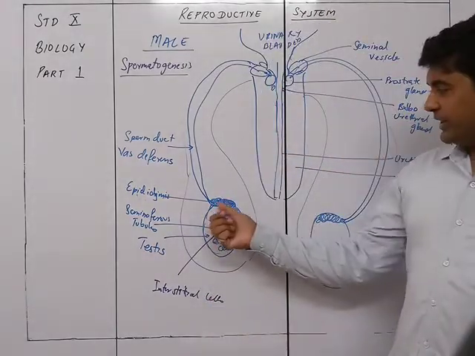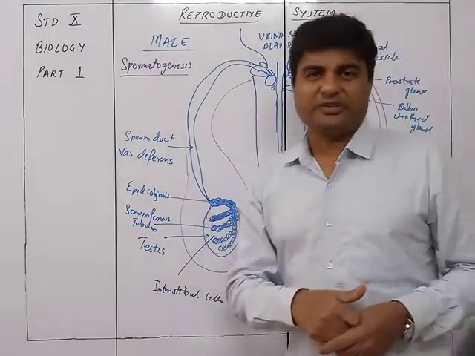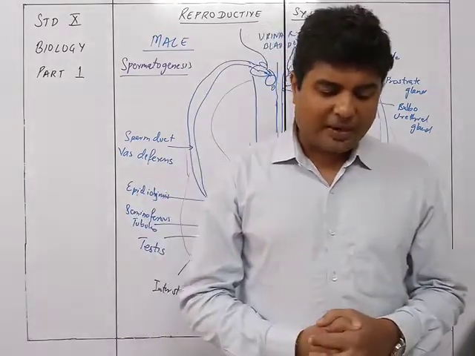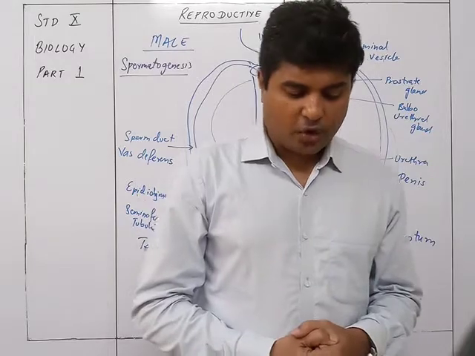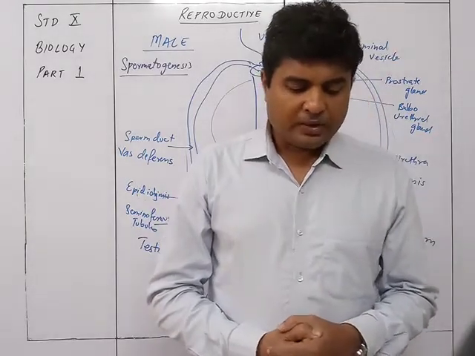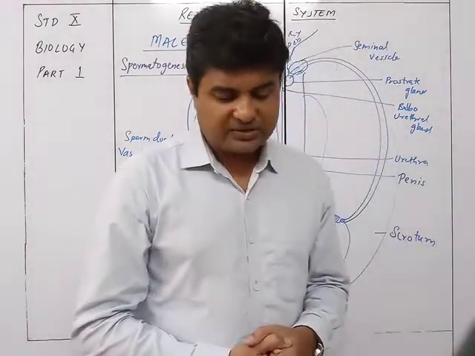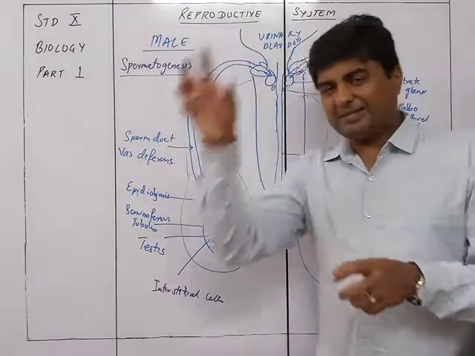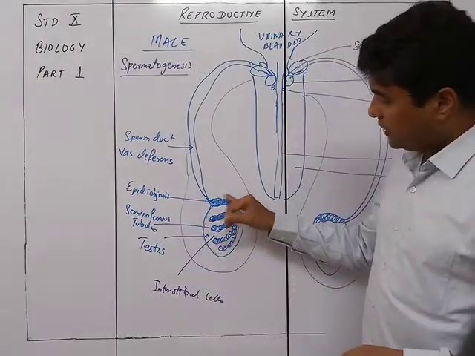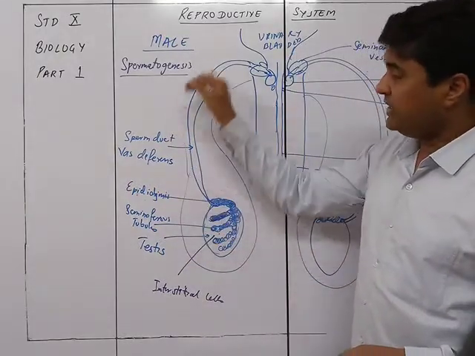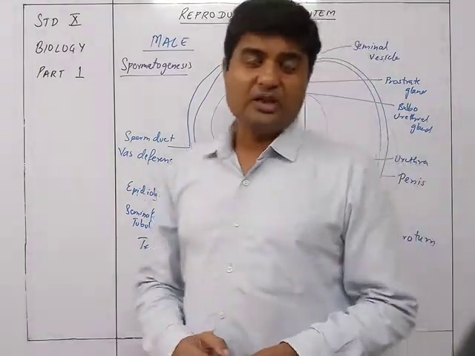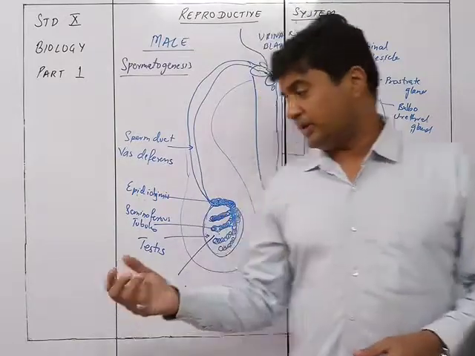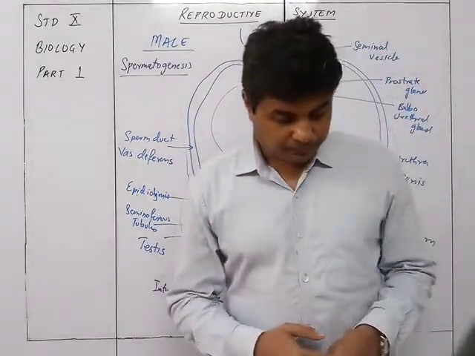So on the upper pole of the testes, this cap-like structure is called the epididymis, and the epididymis continues by the side of the testes up to its back, from where a distinct tube, that is the sperm duct or vas deferens, arises. So this continues to the backside, and from there arises the sperm duct or vas deferens, which is going to pass the sperm produced in the testes to the urethra.